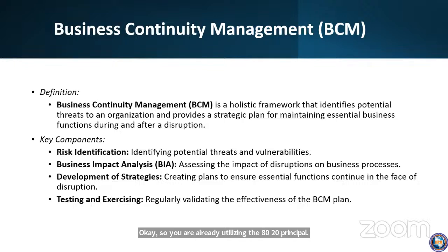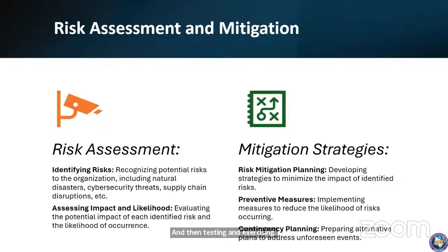The key components of business continuity management: you have risk identification, the things that could possibly discontinue your business. Business impact analysis, the disruptions, those things that could possibly affect your business, and analyzing their impact. Then development of strategies to cushion the effect of whatever disruption could come, and then testing and exercising those things. So you could use scenario planning to also manage your business continuity cases.